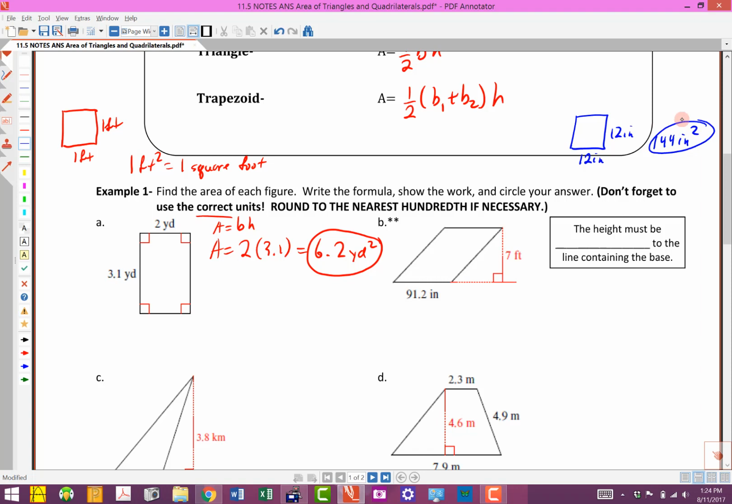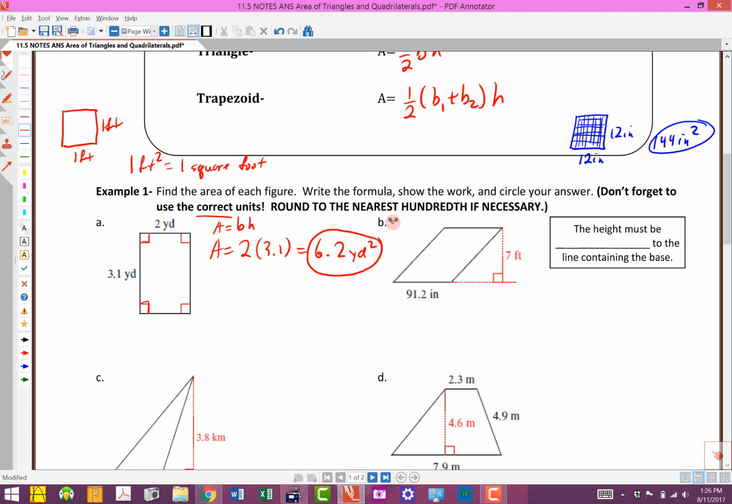Now, when we do that, what we're saying is each one of these tiny little guys right here, so if I were to draw 12 lines right here, and I'm not going to be able to get them all, what we're saying is there are 144 tiny little squares, and it's just much easier to measure area in square units like that.